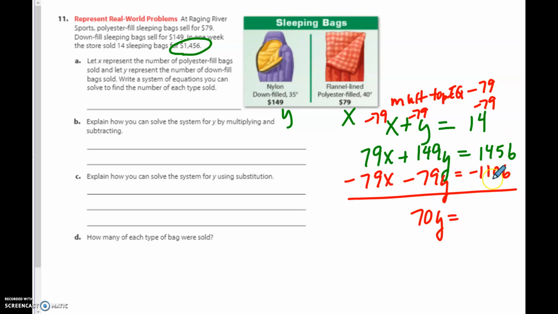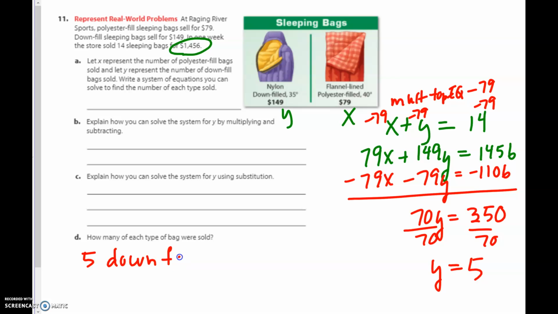And when we subtract these over here, we get 350. Now we're going to divide both sides by 70. So y is 5. What does that mean? Y is 5. So how many of each type? I bought 5 down-filled sleeping bags because I have the y over here. So I have y here.